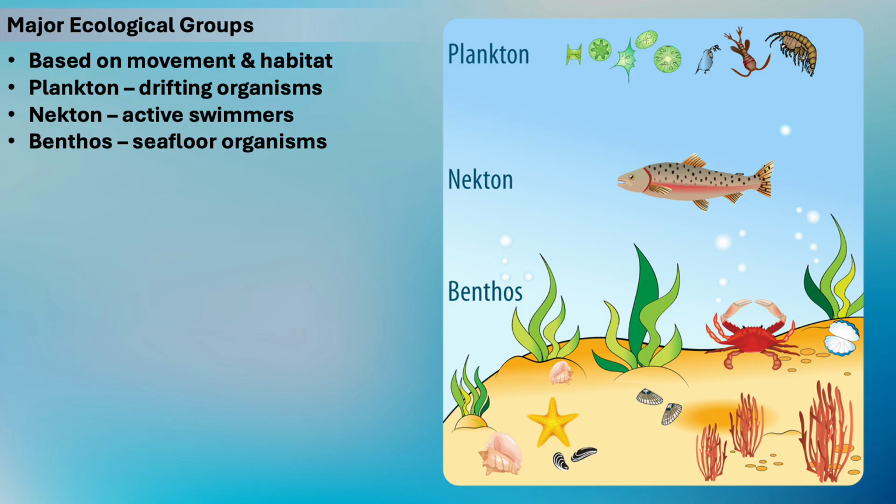These three ecological categories form the foundation for understanding marine ecosystems. In the next several slides, we'll explore each category in greater detail, beginning with plankton, which play a particularly important role in ocean productivity and global biogeochemical cycles.